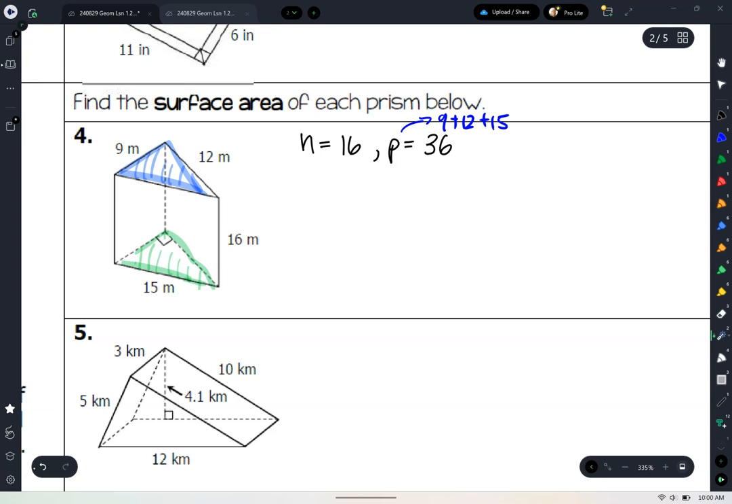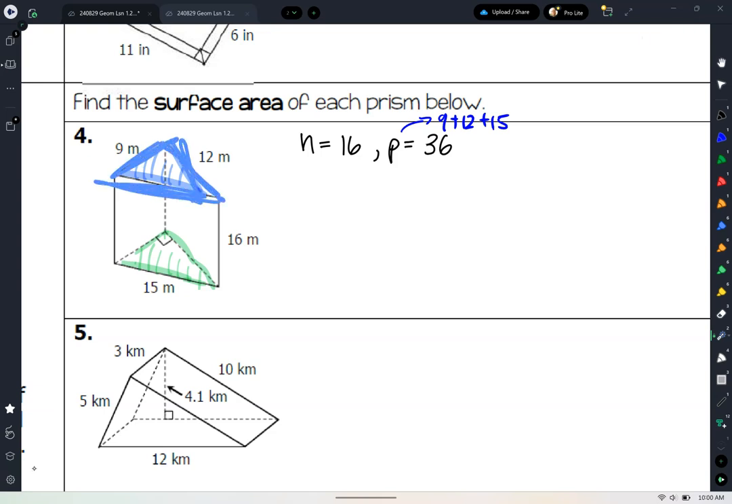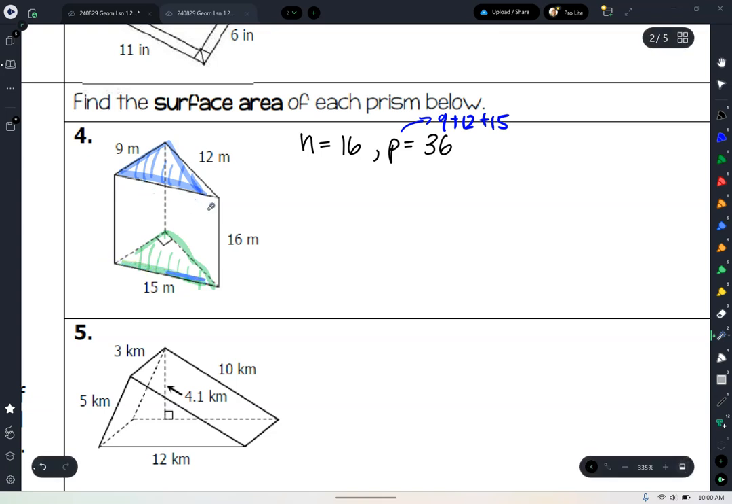Well, that comes from 9 plus 12 plus, I don't know that measurement. Oh, actually, I do know that measurement, because if I took those and collapsed them right on top of each other, they'd be exactly the same size, which means that must be 15, just like this must be 15, like this must be 9, and that must be 12. See it? Okay. Perimeter of one of the bases.